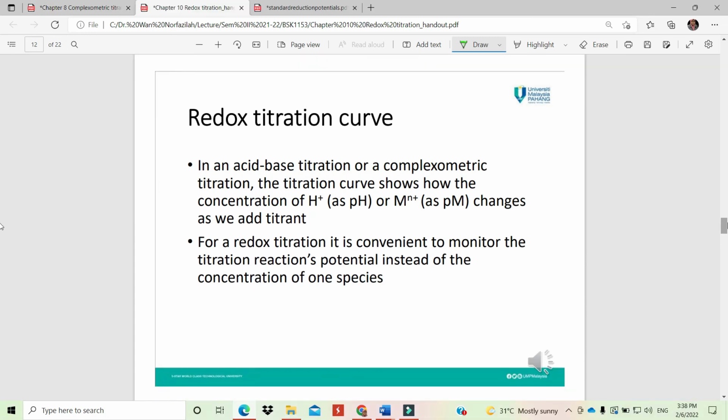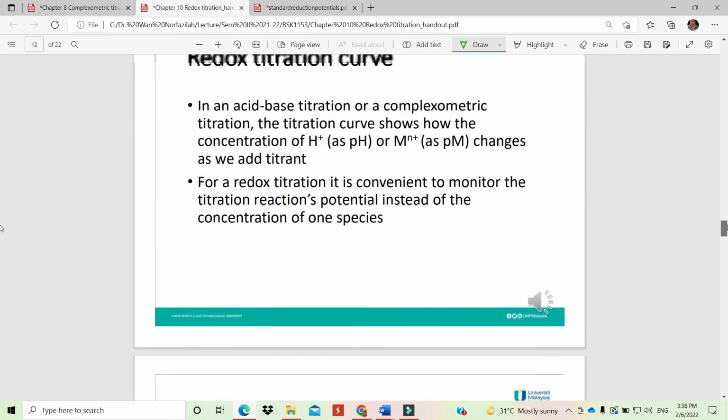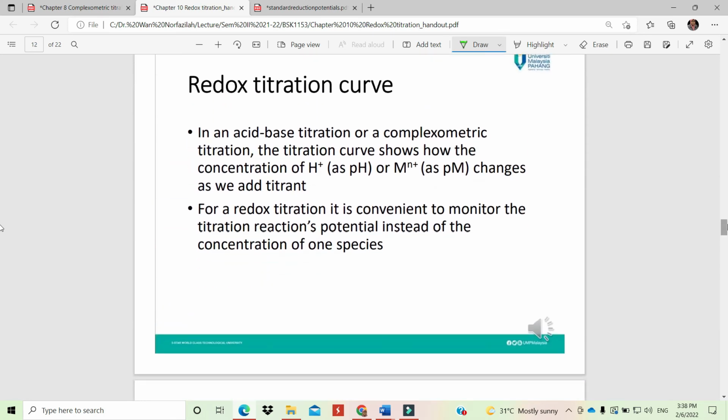So since we are doing titration, of course we have a titration curve. Now we are looking at the redox titration curve. What's different is that your titration curve will still have volume on the x-axis, but now on the y-axis you will have the value of E, the cell potential.